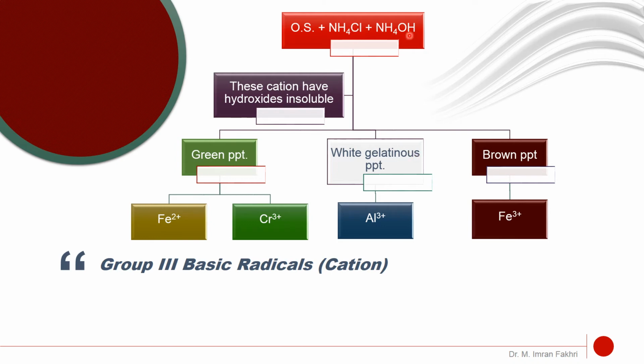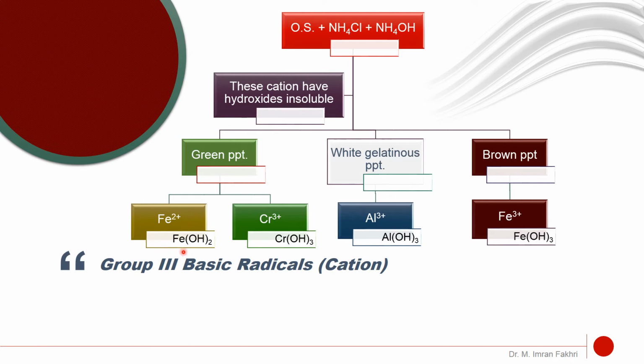Remember that ammonium hydroxide is the precipitating agent, and it causes the precipitation of Fe3 positive ion, aluminum 3 positive ion, chromium 3 positive ion, and Fe2 positive ion as their hydroxides. So the hydroxide Fe(OH)2, ferrous hydroxide, is green in color. Chromium hydroxide also forms green precipitate. Aluminum hydroxide forms white precipitate, and ferric hydroxide shows brown precipitate.